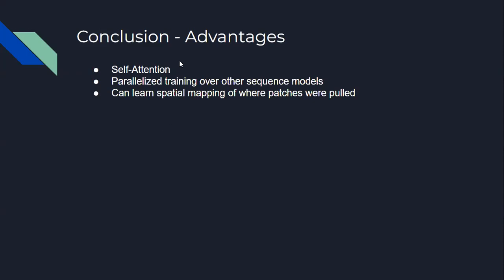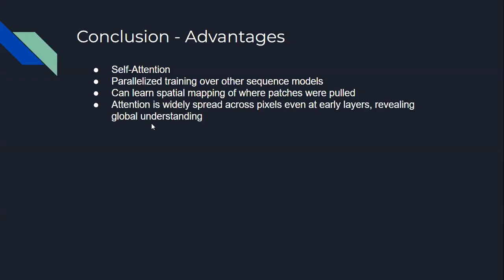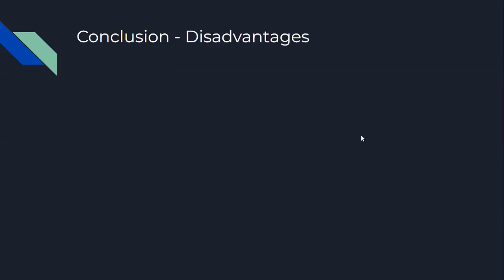So the advantages, obviously, the self-attention is kind of a breakthrough. It's very useful. A big advantage over CNNs is that you can parallelize the training, and also you can learn the spatial mapping of where the patches were pulled using the positional embeddings. You can spread your attention across the pixels, even as we were just seeing, even on early layers. So early on, you have a global understanding, and the diagrams in the paper were clear and well made.